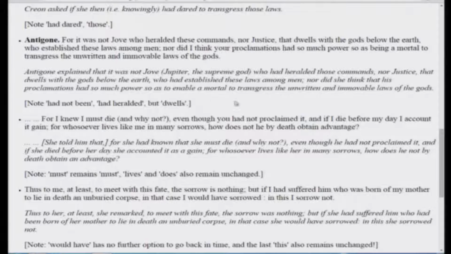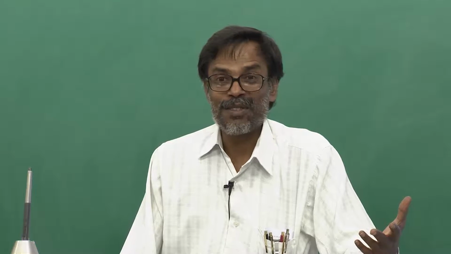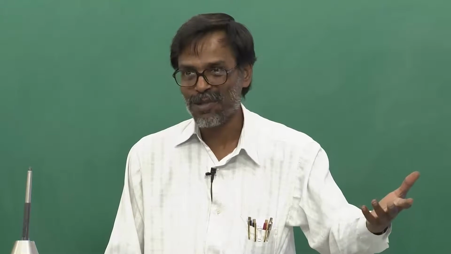Okay. And one more thing here is this: enable a mortal to transgress the unwritten and immovable laws of the gods. Here there is a matter of interpretation. A mortal can identify both Creon as well as Antigone. Okay? So, meaning Creon, Antigone might question Creon's correctness of passing that proclamation, and meaning herself, she might explain her own action. Okay? So, she says that your proclamation does not have that power that I transgress the laws made by the gods. Okay? So, that is for herself, and for Creon, she says that you did not really have the power to issue that proclamation in the first place. Okay?